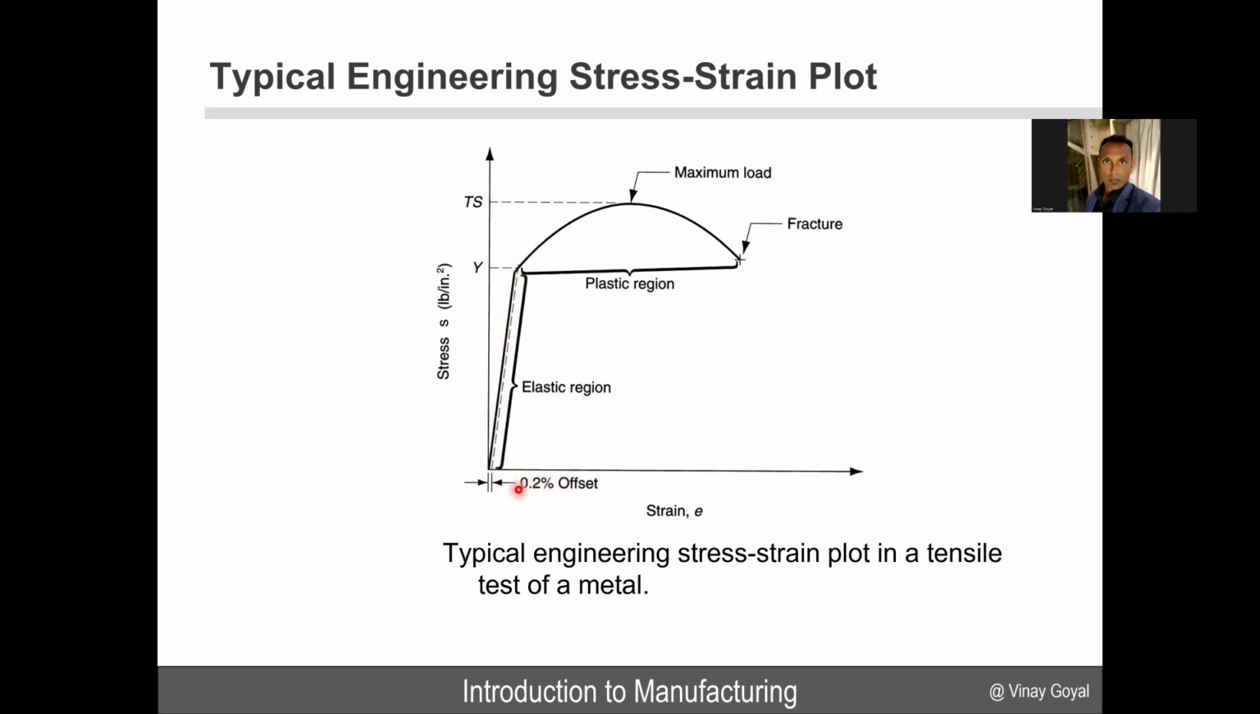And the reason we use a 0.2% offset is a way to normalize the location of the yield strength because otherwise it could be a little bit arbitrary where you select it. And then from there, the stress continues to increase to the maximum load and then fracture occurs. And after the yield point, you'll have a region of plastic deformation, or plastic region, where any amount of stress above the yield point will cause a permanent deformation to the system.